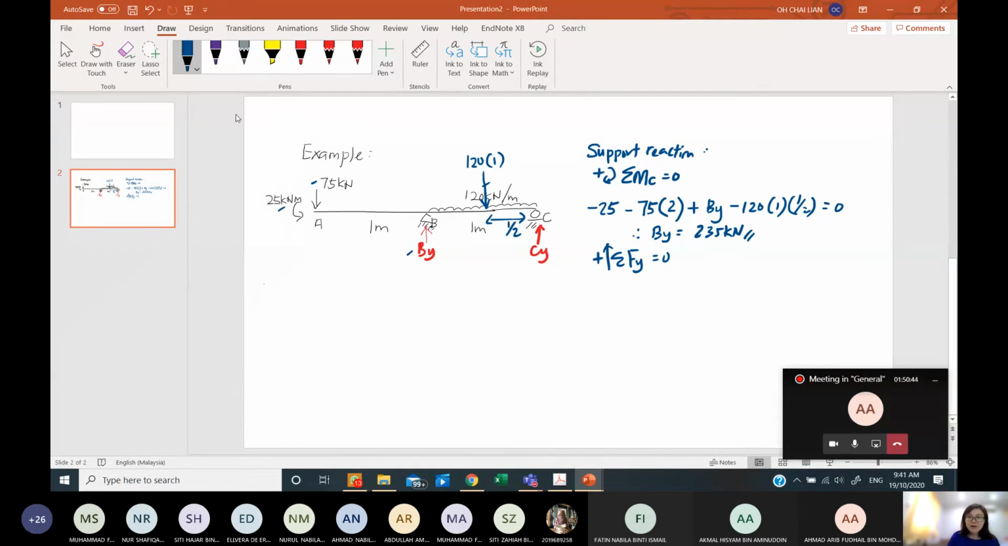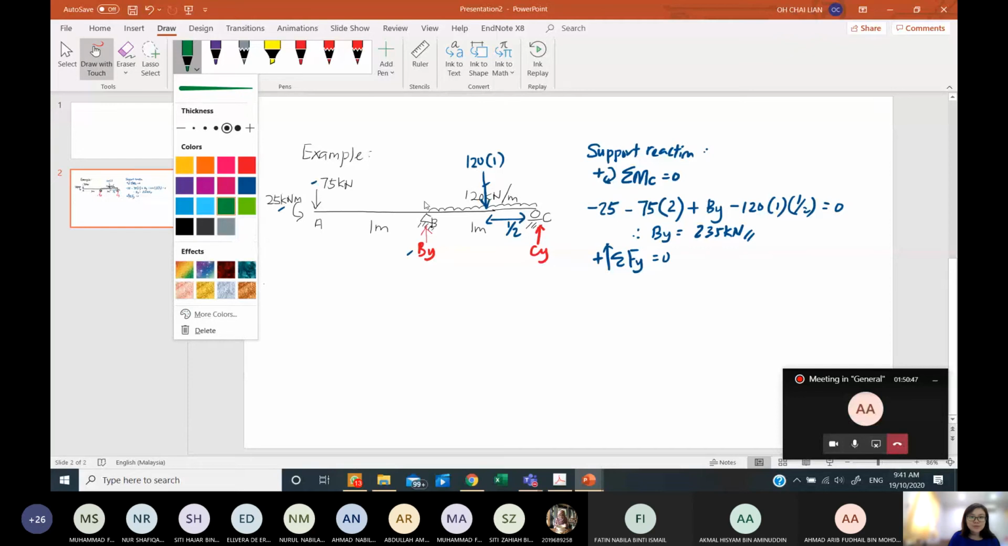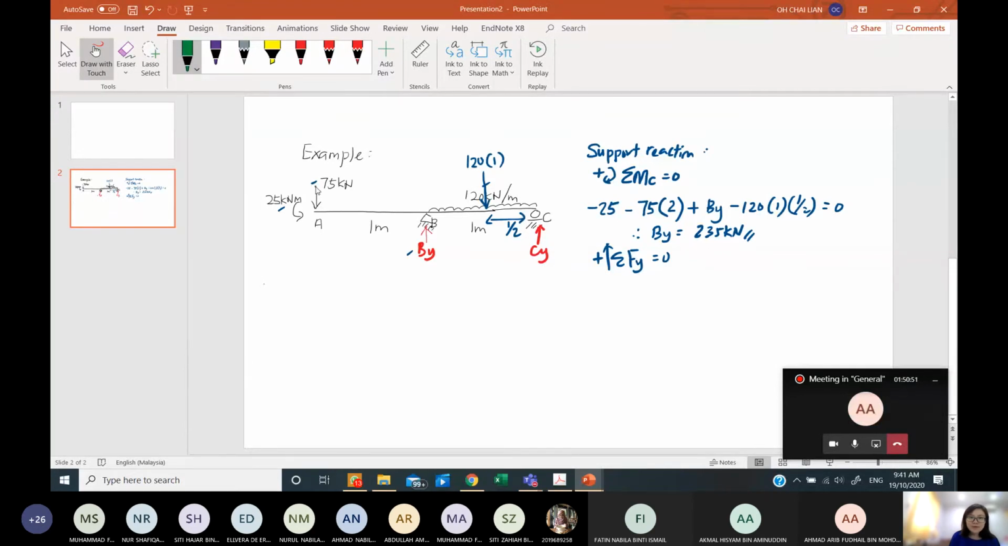Now I want to change color. Okay, change to green. So I have 75, I have BY, I have CY, and I have this 120. Let's put it into this equation. Going up is positive, so therefore 75 is minus. BY is positive, CY is positive, and 120 is negative.